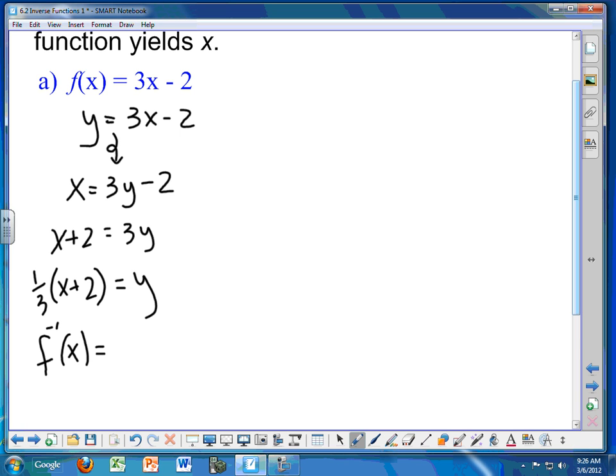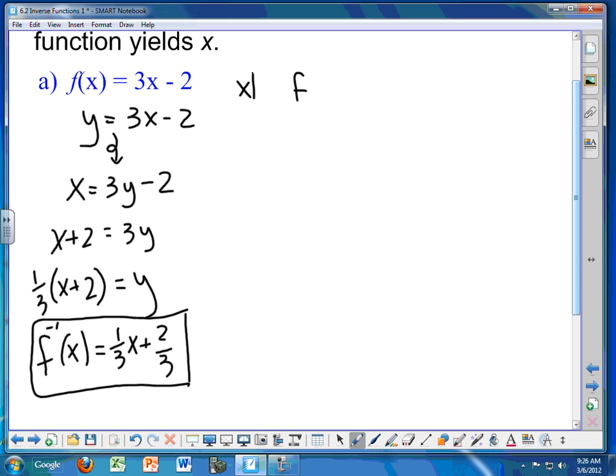I'm going to distribute that 1/3. It's 1/3 x plus 2/3. And that is my inverse function. Now, the interesting thing about a composite function, we saw this right at the beginning. If the x value goes into f of x and then it goes into f inverse of x, my answer should yield x.